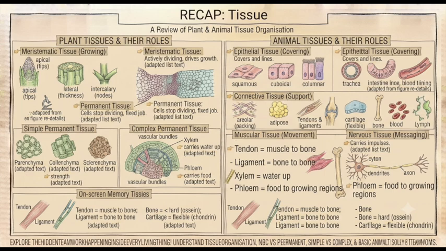Plant tissues are of two main types: meristematic tissue and permanent tissue. Meristematic tissue is like a child which is just growing. Permanent tissue is like an adult which has already grown to its max. Animal tissues are of four types: epithelial, connective, muscular, and nervous. We also learnt about tendons, ligaments, xylem and phloem, bone and cartilage.